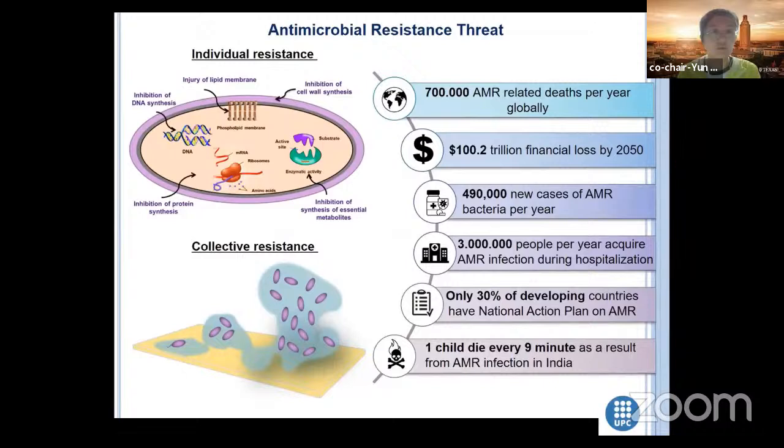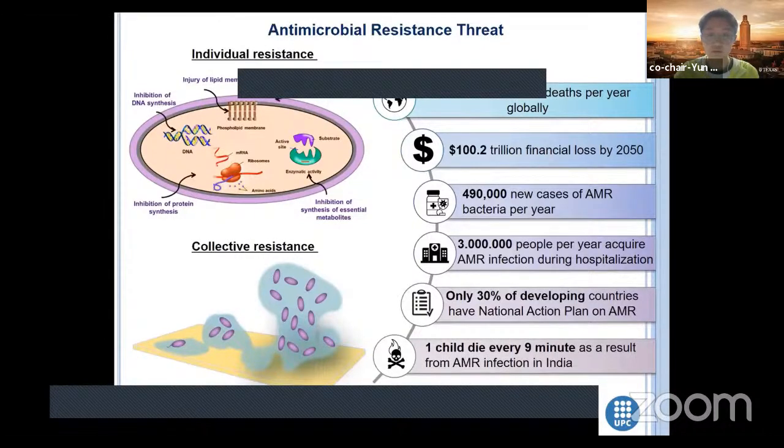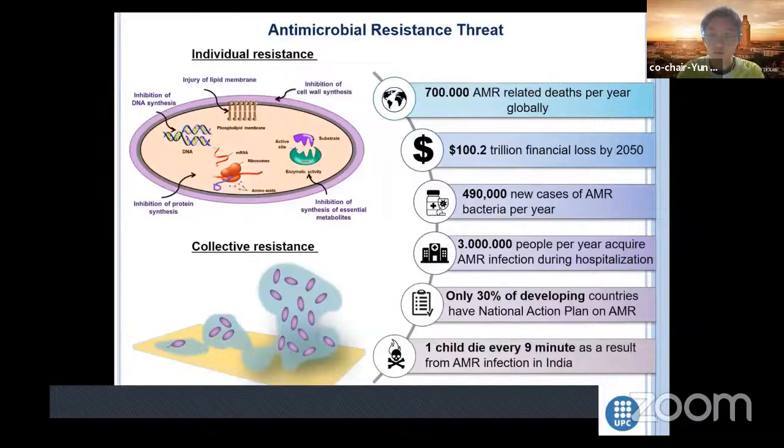Antimicrobial resistant infections are the greatest challenges of the 21st century, being responsible for 700,000 deaths annually and expected to reach almost 10 million deaths and 1,000 trillion financial loss by 2050. More than 490,000 new antimicrobial resistant bacteria appear every year, and up to 3 million people per year acquire antimicrobial resistant infections during their stay in a hospital. Another concern is that only 30% of the developing countries have plans against antimicrobial resistant development.